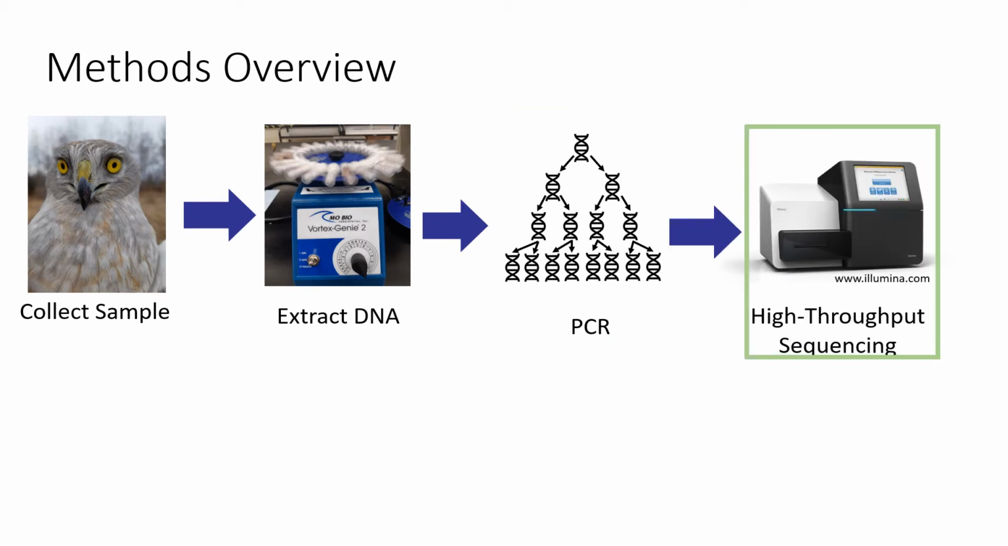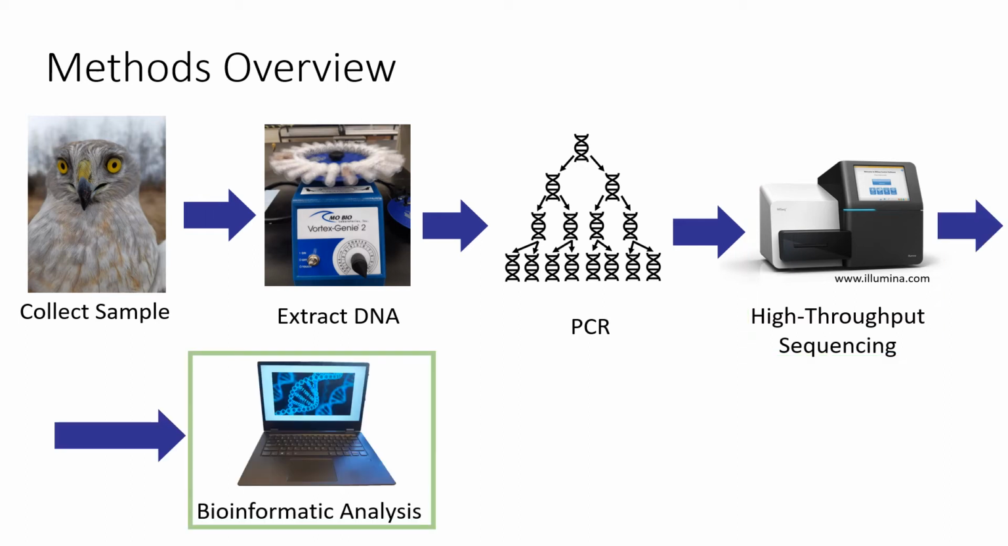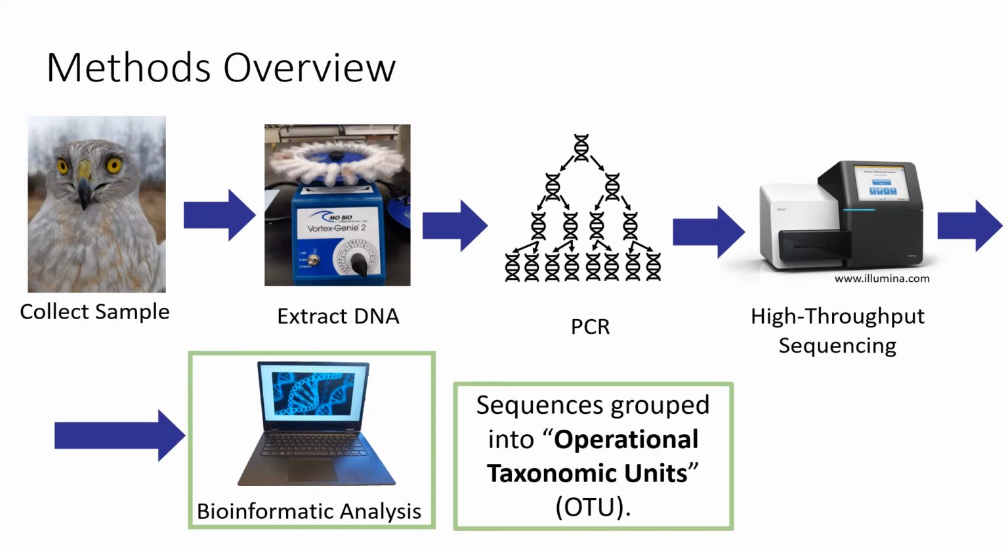After the PCR amplification of the DNA barcode, the barcode is sequenced using high-throughput sequencing, which can sequence many different DNA strands at the same time. High-throughput sequencing generates millions of sequence reads, and the bioinformatics step groups the same sequences together into what are called operational taxonomic units, or OTUs. For our purposes today, it's okay to think of OTUs as a proxy for species.